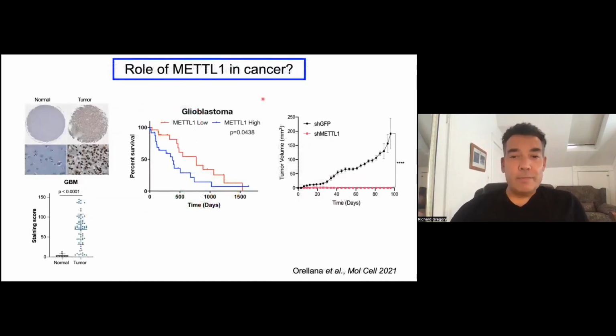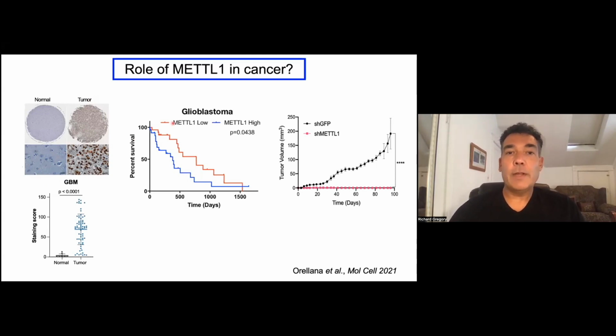I'm not covering the work we did in the ES cells because that was published a few years ago, but I did want to summarize and show a little bit of data about the role of METTL1 in cancer. This is something that we're particularly excited about. We identified METTL1 as a new oncogene. The gene encoding METTL1 is commonly amplified and overexpressed in many different cancer types. Shown here is immunohistochemistry for METTL1 in glioblastoma and adjacent normal brain tissue.